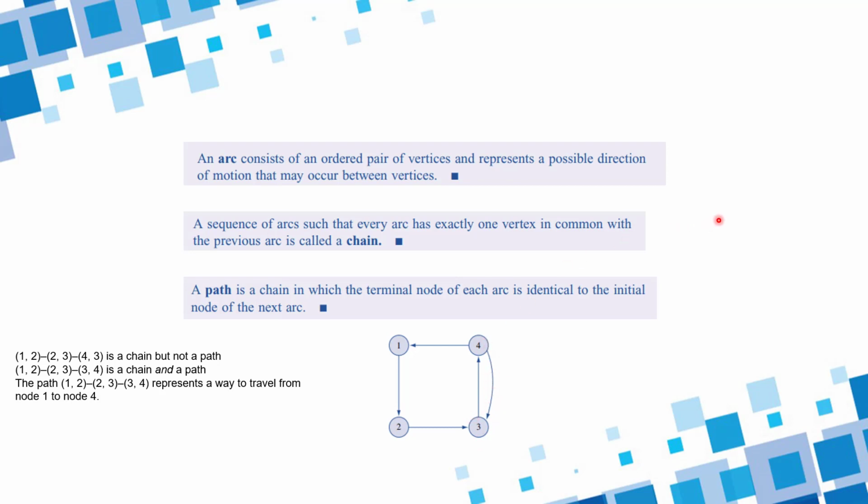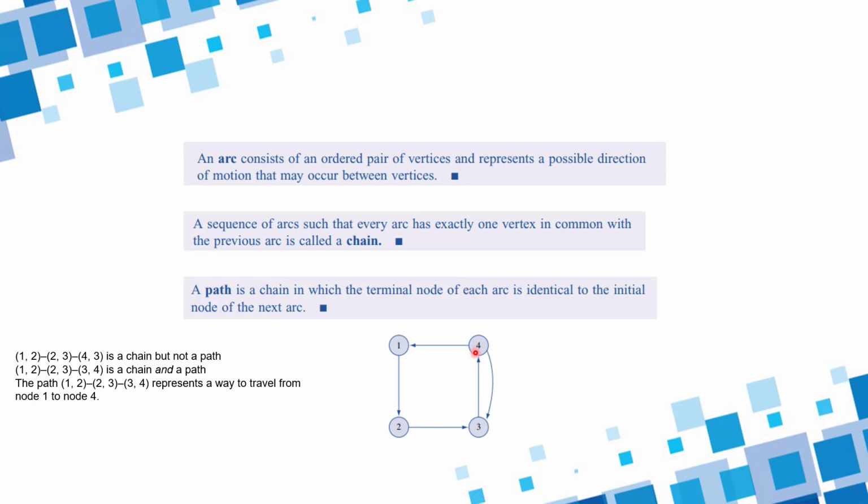If you have a sequence of arcs so that every arc has exactly one vertex in common with the previous arc, that we call a chain. So if you go from node 1 in a line to node 2, in a line to node 3, in a line to node 4, then 1, 2, 3, and 4 are called a chain.